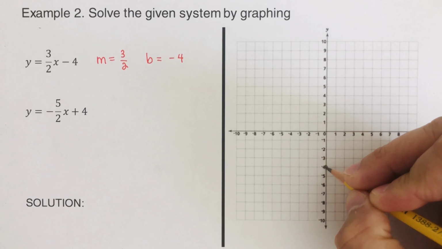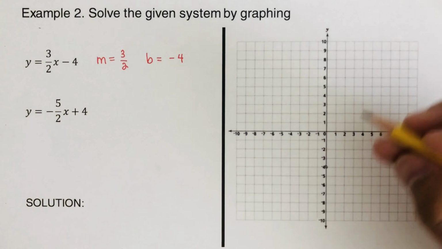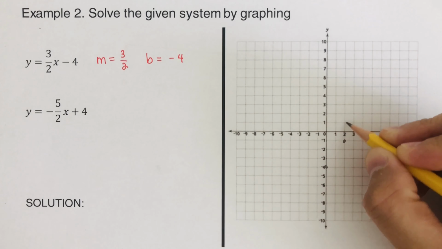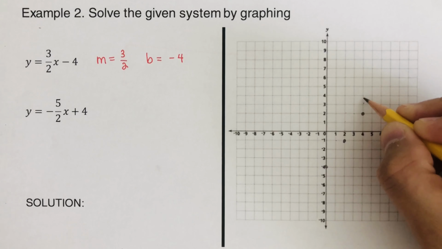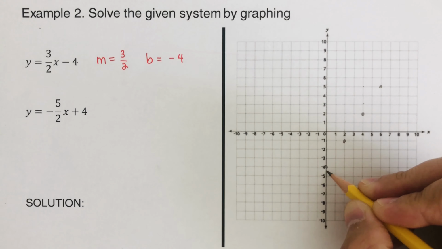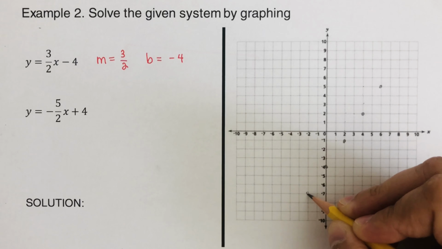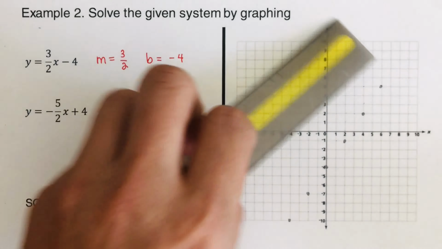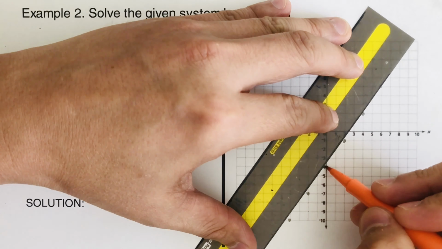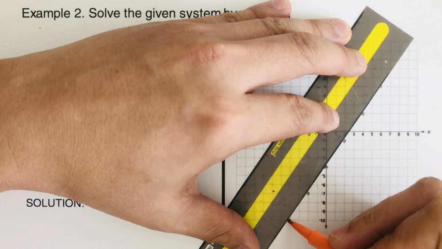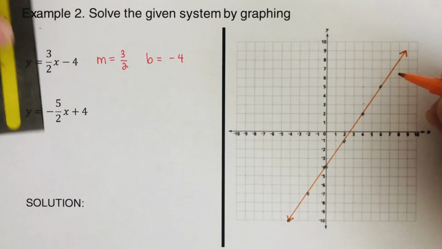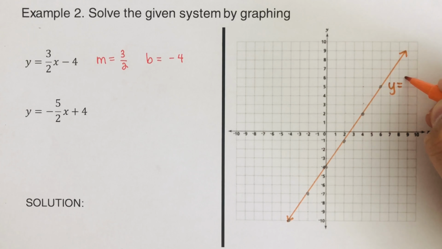So that's the y-intercept. Since it says 3 over 2, I go up 3, over 2, and repeat. And then I can go down 3, left 2, and repeat. Then we can connect these dots together to create the line. So if we connect these dots together, it's going to look like this. So this line that we have here is y equals 3 over 2x minus 4.